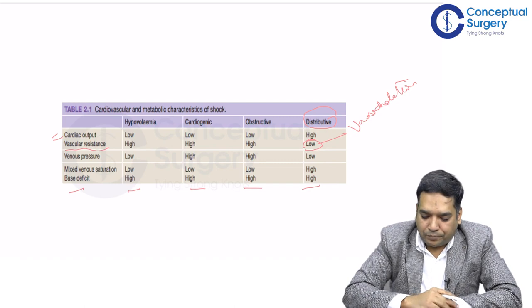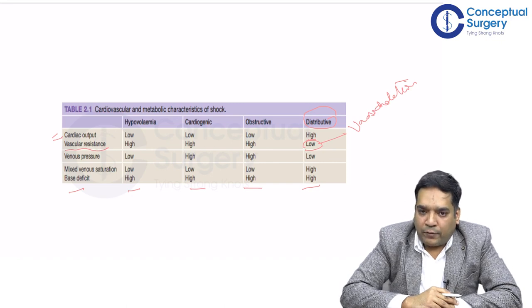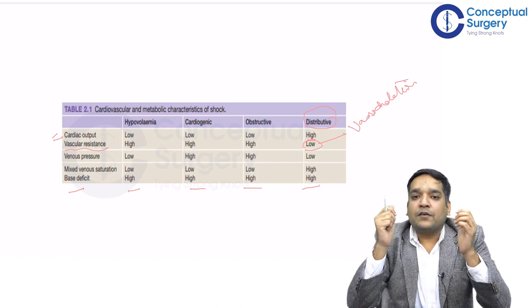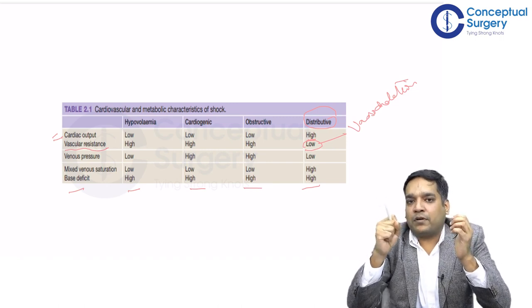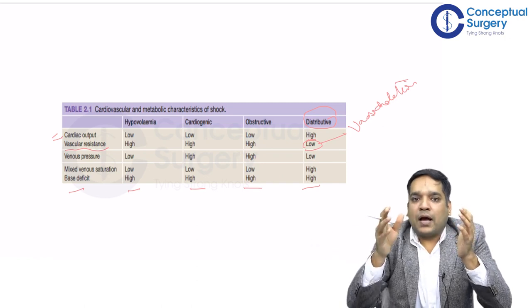And it is seen that venous pressure is high in cardiogenic and obstructive shock, and it is low in hypovolemic and distributive shock, because in cardiogenic and obstructive shock there is a failure of the pumping mechanism of the heart. The heart is not able to pump the blood. So this is leading to high venous pressure.